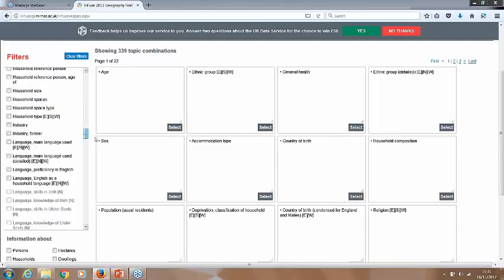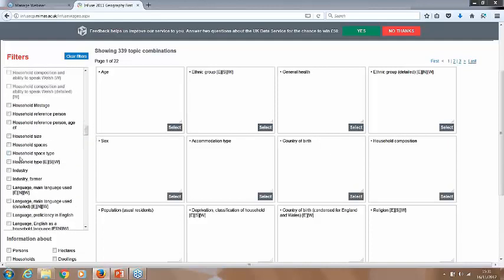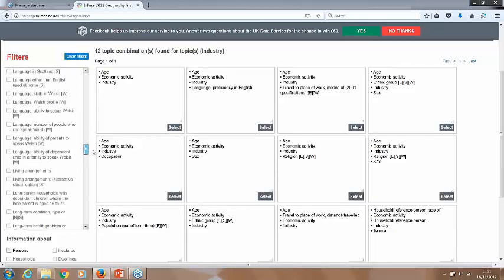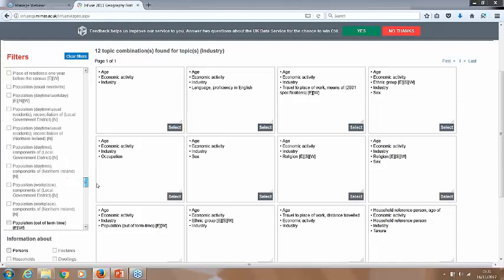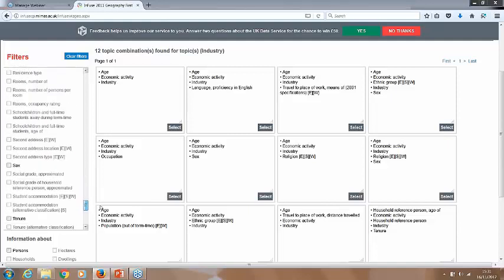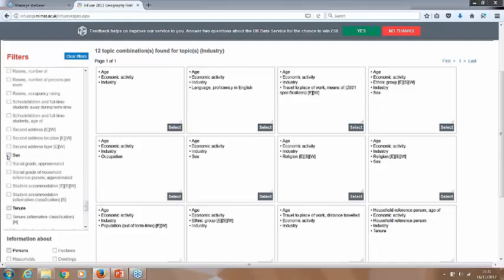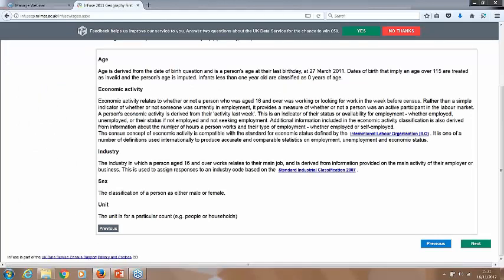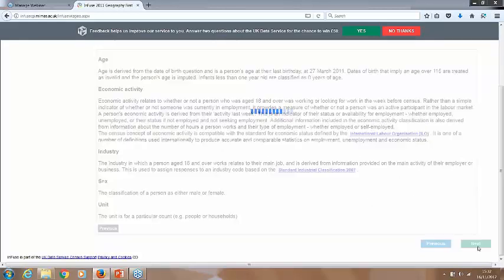I'm going to tick industry, so scroll down, tick. Now maybe I want that by sex. If I scroll down and tick, so you can see not everything's available with industry, quite a lot isn't, but I'll click sex. And there, I'm going to pick the simplest one, age, economic activity, industry by sex. Click that. Now you are presented with a definition of the variables you've selected, and then click next again.